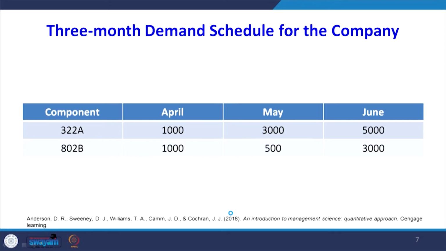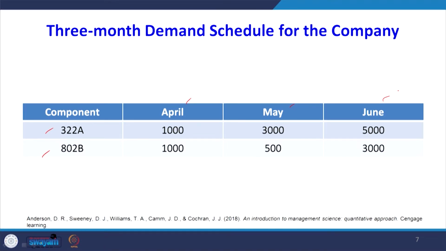For example, there are two products, 322A and 802B, and the months are April, May, and June. This is the demand that we need to fulfill. So, for this we have to give a production schedule. What is the meaning of a production schedule here?